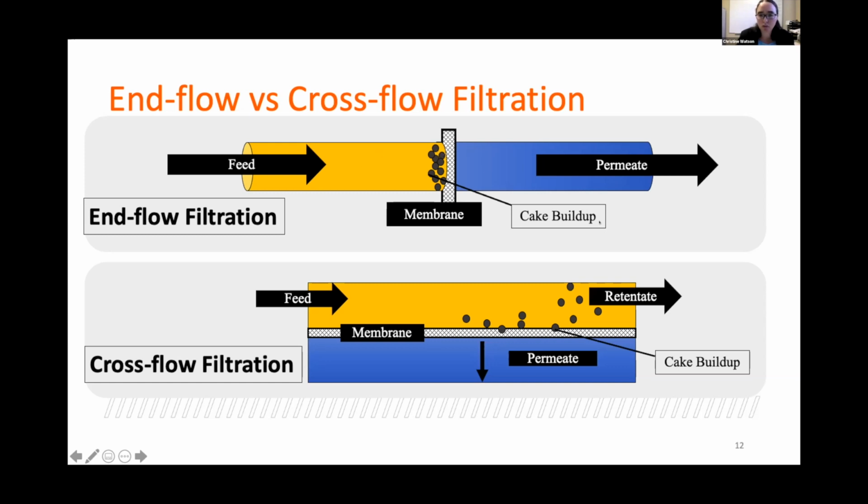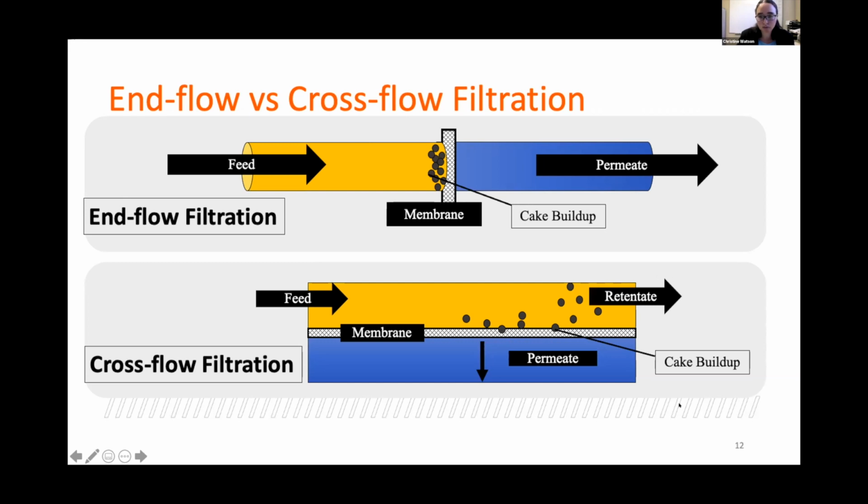The permeate comes out the other side of the membrane. In inflow filtration, you do have particles that accumulate on the surface of your membrane. That is known as caking, and it limits the lifetime of the membrane and the flow rate of your permeate out the other side of the membrane.